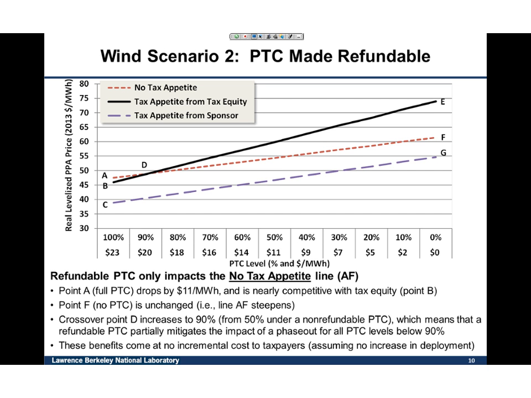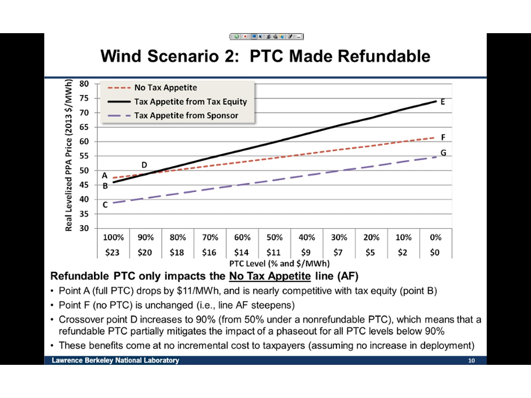Moreover, this is a benefit that would theoretically not cost taxpayers anything extra if you assume that a refundable PTC does not stimulate any incremental deployment. In other words, the foregone tax receipts from a non-refundable credit like we have today should equal the foregone tax receipts plus cash outlays from a refundable credit. And this means that from a purely revenue-based perspective, U.S. taxpayers and the U.S. Treasury should be largely indifferent between refundable and non-refundable credits.